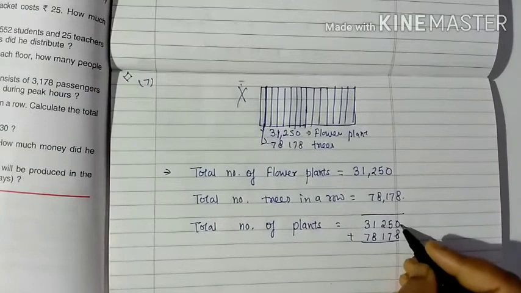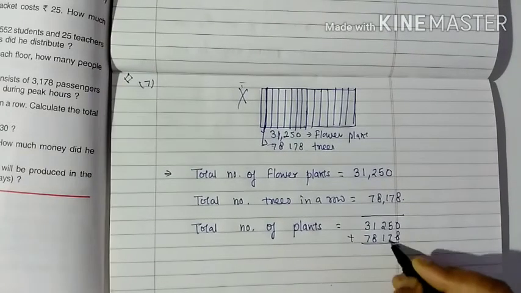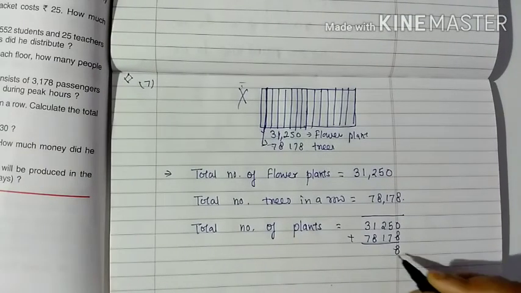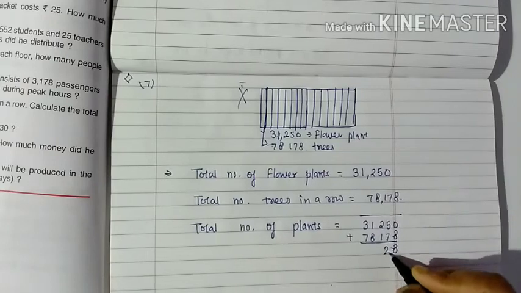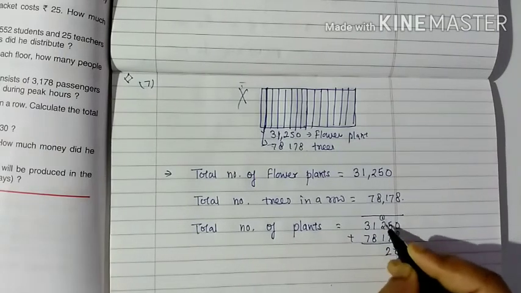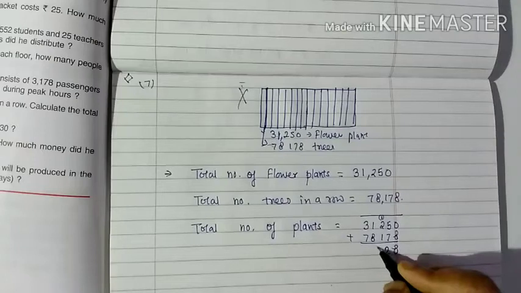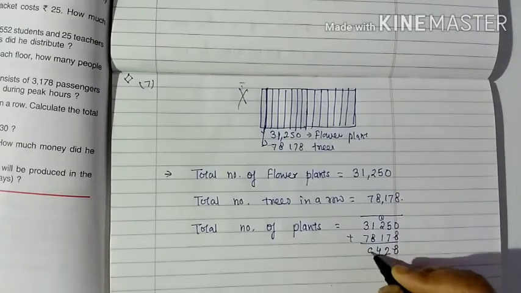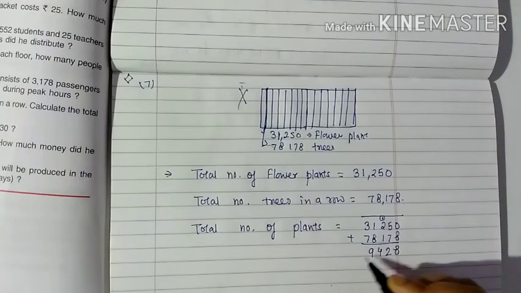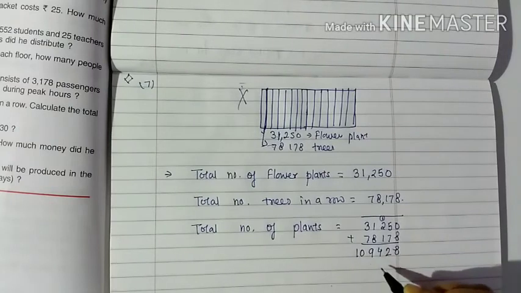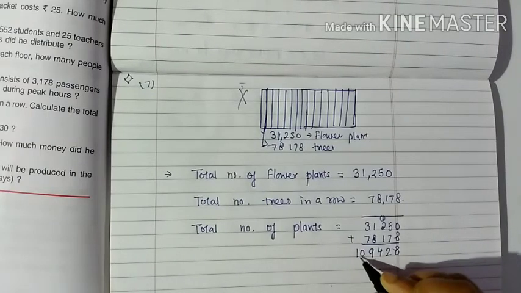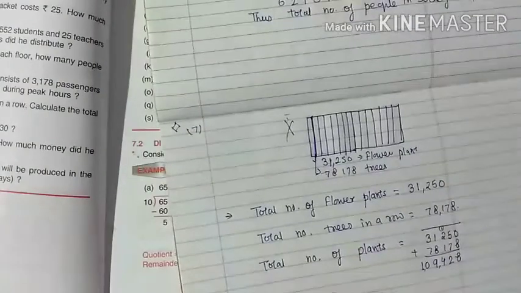Okay. 0 plus 8, 8. 5 plus 7, 12, carry 1. 1 plus 2, 3. 3 plus 1, 4. 1 plus 8, 9. 3 plus 7, 10. So it is 1,09,000.